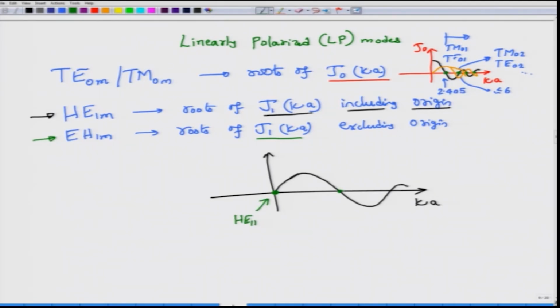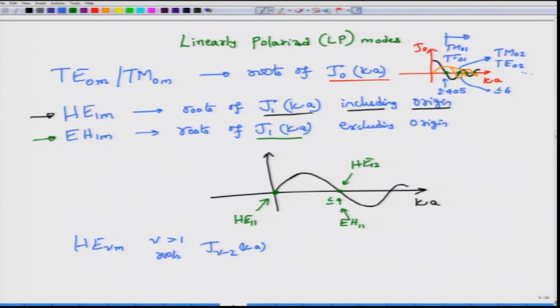The next 0 for this J1 function occurs slightly less than 4. Okay. So, when the next 0 occurs, you will have the HE12 mode, but at the same time you will also have the EH11 mode. Okay. So, you will have HE12 mode, you will have EH11 mode, and it turns out that for HE nu m modes with nu greater than 1, okay, the roots of Bessel function J nu minus 2 kappa A are the cutoff frequencies.